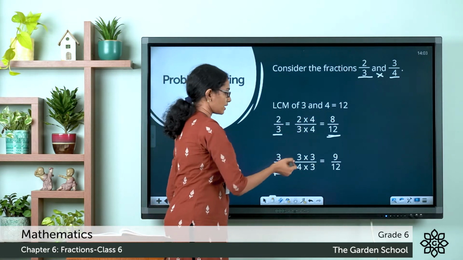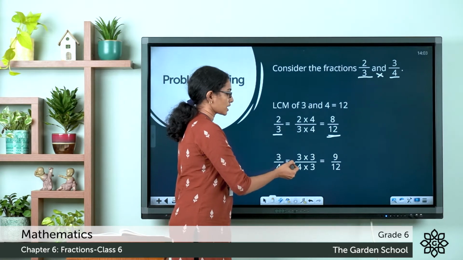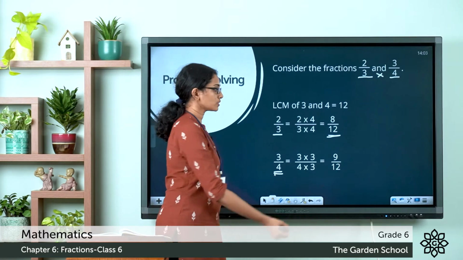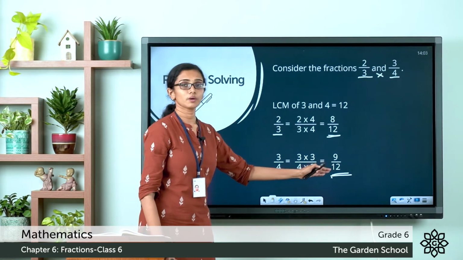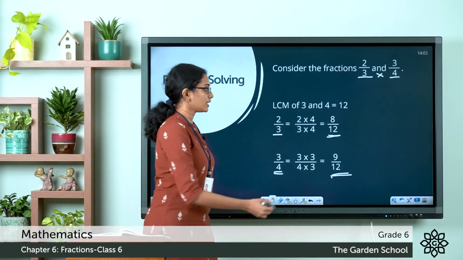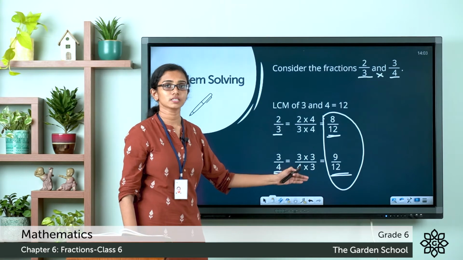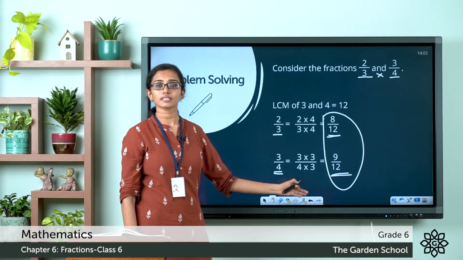So 12 divided by 4 gives you 3. So we need to multiply the numerator 3 by 3 and the denominator also by 3, which gives you the fraction 9 by 12. So see, here the denominator is the LCM, 12. Now we have the two equivalent fractions of the given fractions, and they are like fractions as well. The denominators are the same.